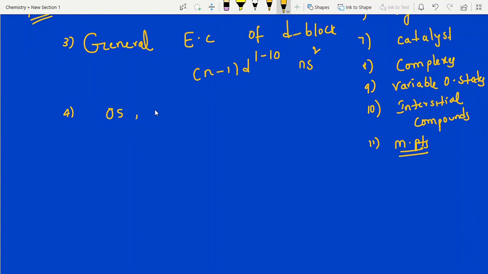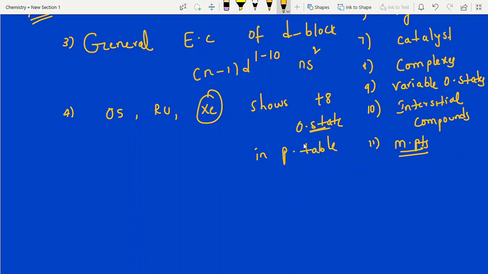Osmium, ruthenium, and xenon also. Xenon is not D block, but I am writing it. It shows +8 oxidation state, the highest oxidation state in the periodic table. Clear? Now, example, OsO4: +8, each oxygen -2, like this. Xenon, XeO4 also, -8 to +8.